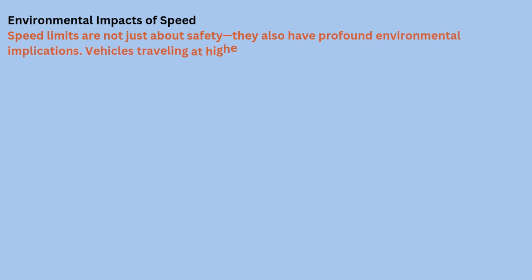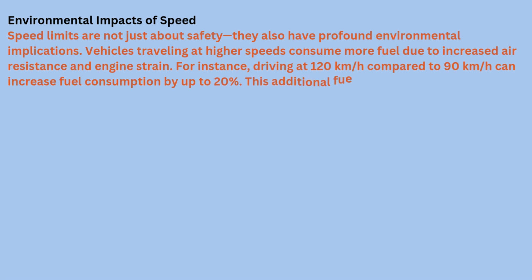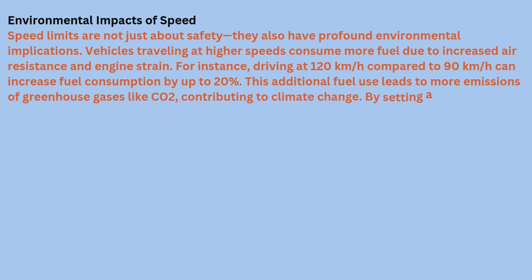Speed limits are not just about safety, they also have profound environmental implications. Vehicles traveling at higher speeds consume more fuel due to increased air resistance and engine strain. For instance, driving at 120 kilometers per hour compared to 90 kilometers per hour can increase fuel consumption by up to 20%. This additional fuel use leads to more emissions of greenhouse gases like CO2, contributing to climate change.